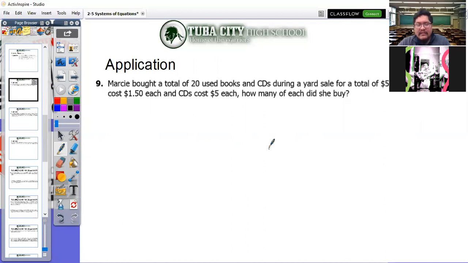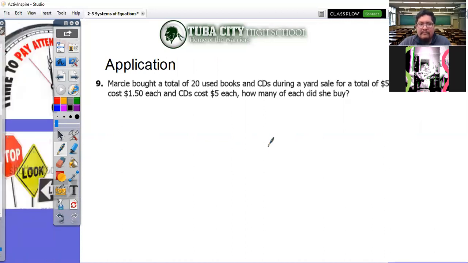So number 9, Marcy bought a total of 20 used books and CDs during a yard sale for a total of $54.50. If the books are $1.50 each and CDs are $5 each, how many of each did she buy?